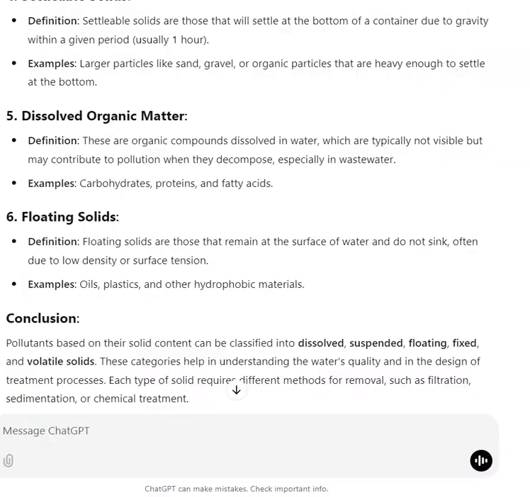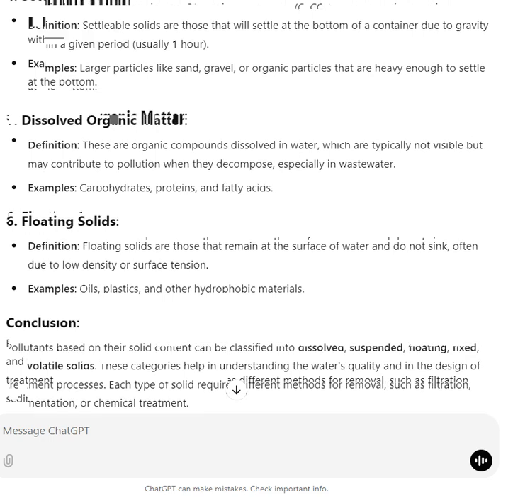1. Total solids, TS. Definition. Total solids are the sum of both dissolved and suspended solids in water. Components: dissolved solids, TDS. These are solid particles that are dissolved in water, and they typically include salts, minerals, and organic matter that are not easily filtered out. Examples include sodium chloride, NaCl, calcium carbonate, CaCO3, and other dissolved ions. Suspended solids. These are solid particles that are suspended in water but can settle over time. Suspended solids often consist of particles like silt, algae, and organic matter.